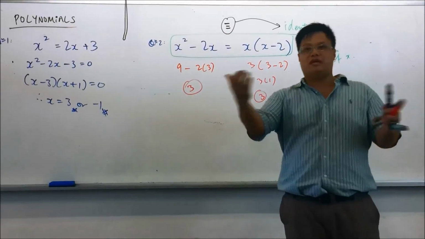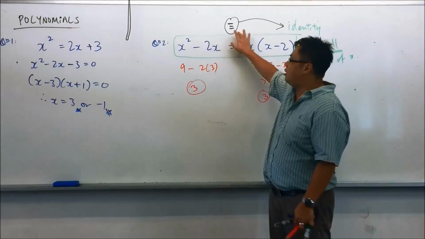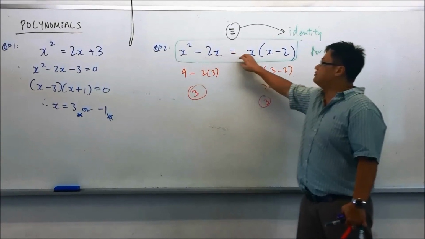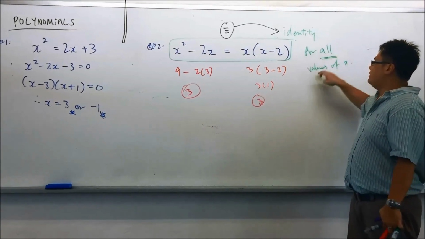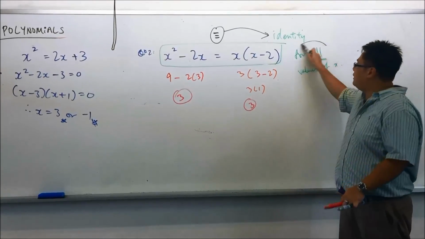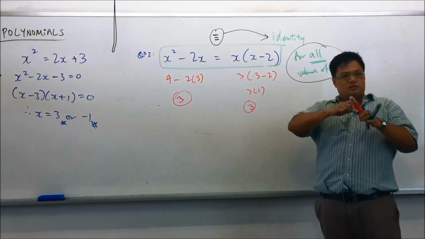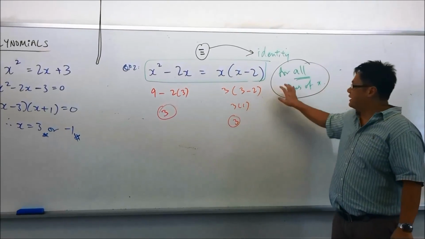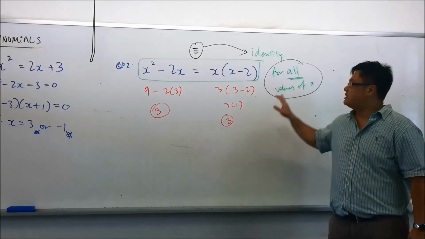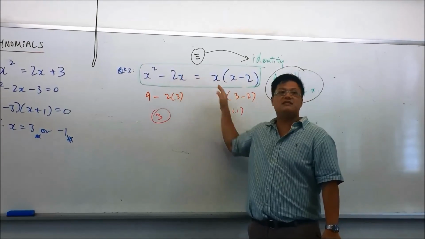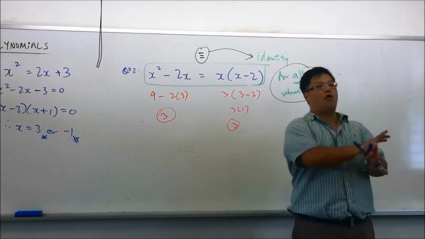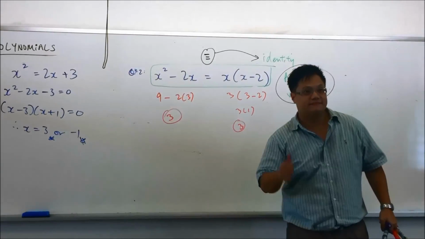But nowadays, in most textbooks, they don't use this symbol anymore. They just write something equals something for all values of x. So when you see this particular sentence, this expression, basically it will tell you, my friends, this is an identity. It holds true for all values of x.